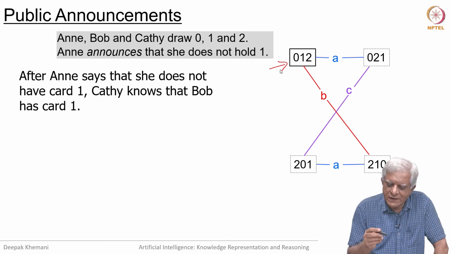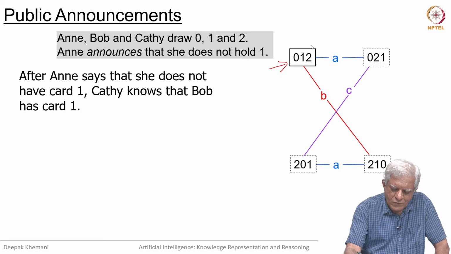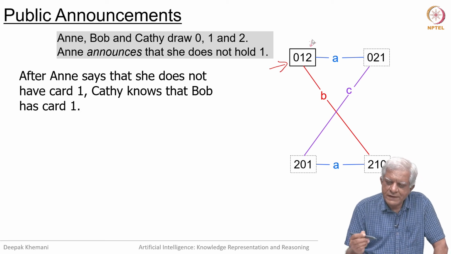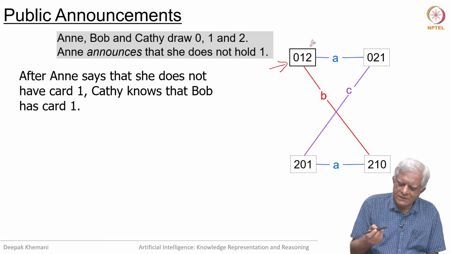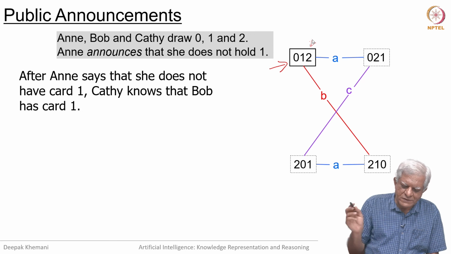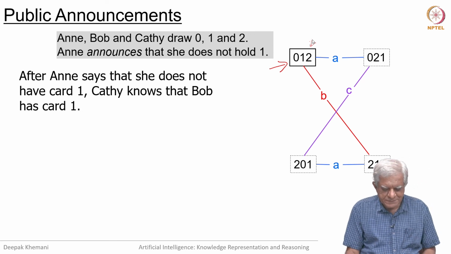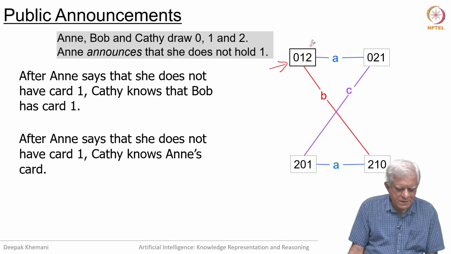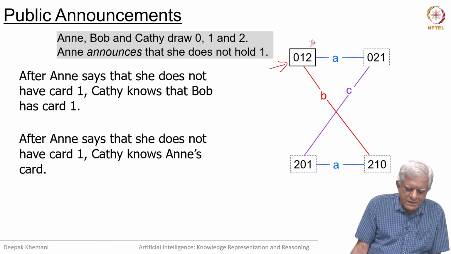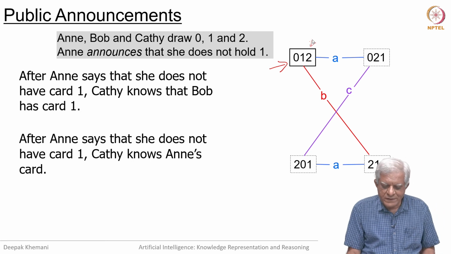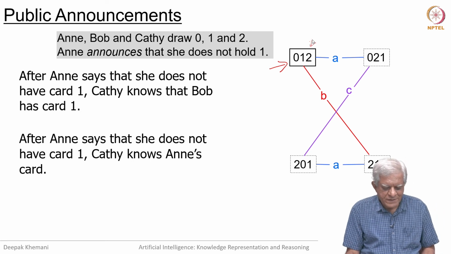Kathy has no connections to any other world. So, Kathy knows everything. Kathy is herself holding 2, Annie has said that she is not holding 1. So, Kathy knows that Annie is holding 0 and therefore, Bob is holding 1. So, Kathy knows everything. In fact, Kathy also knows what Annie is holding, as we just discussed.